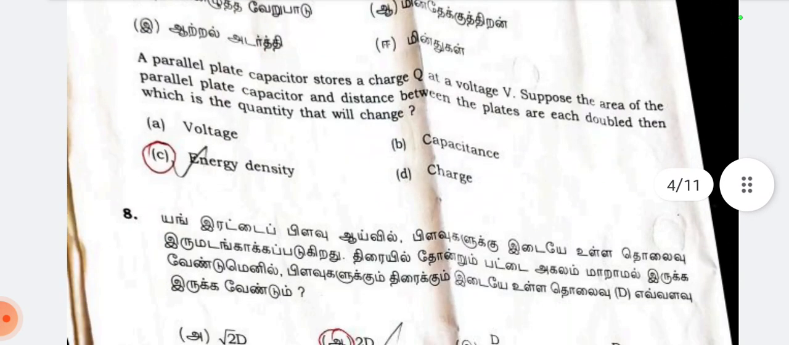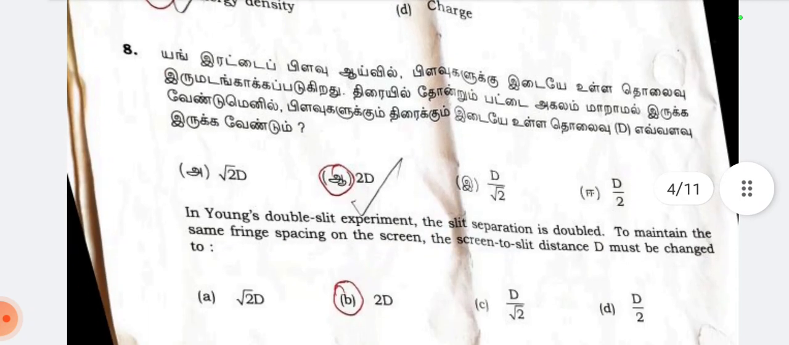Seventh question, a parallel plate capacitor stores a charge Q at a voltage V. Suppose the area of the parallel plate capacitor and distance between the plates are each doubled, then which is the quantity that will change? Option C, energy density.